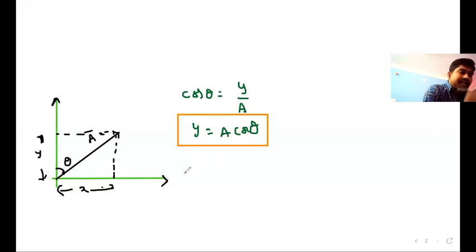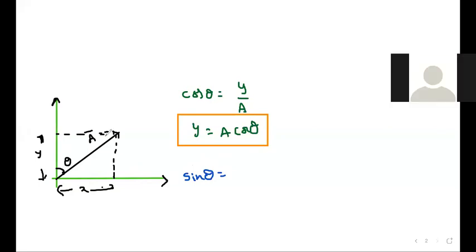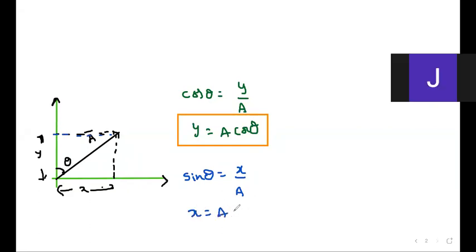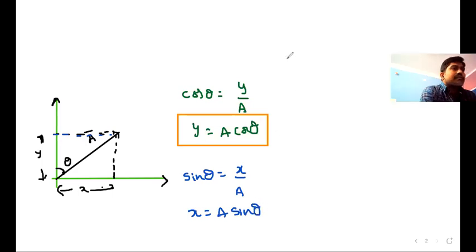If I consider sin theta here, sin theta means opposite side by hypotenuse. Sorry, this opposite side length will be x only here. So x by hypotenuse, where the magnitude of the vector is A. So what is x then? A sin theta. So x is A sin theta and y is A cos theta.